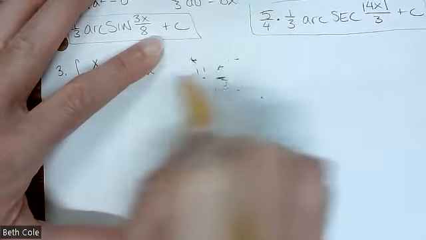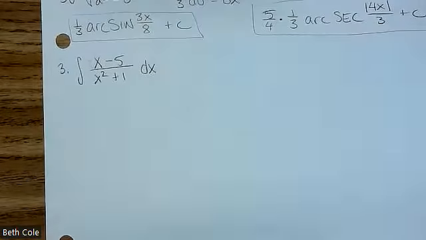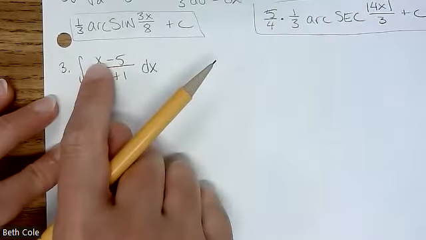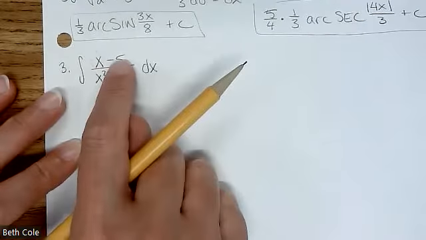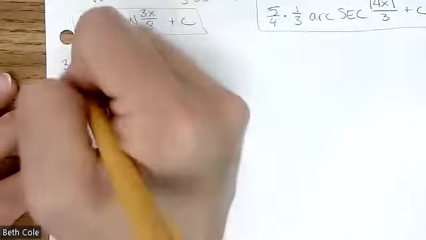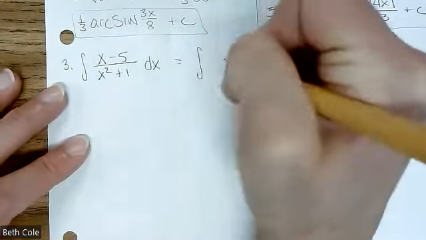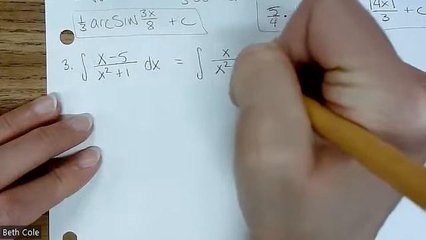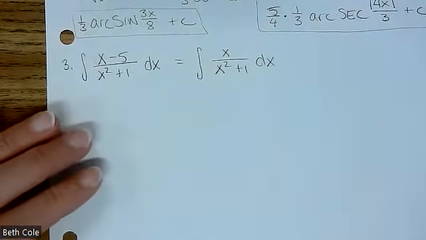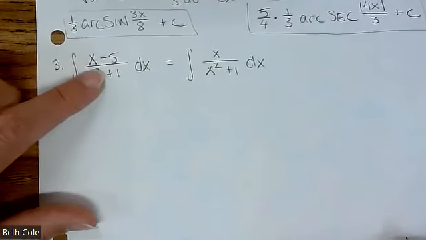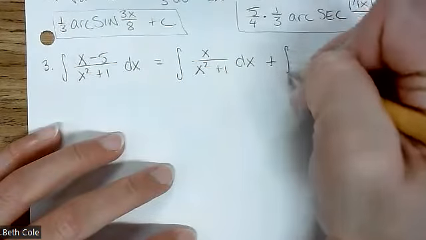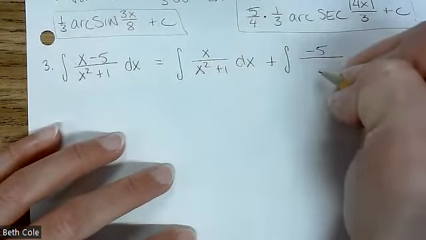Here's what we're going to do instead. We're going to split it into 2 separate problems. It's like problem A and problem B. I'm going to put this x with the first one and the minus 5 with the second one. So you're going to split this into 2 separate integrals. So this will be the first one. And then we're going to do the -5 for the other one.